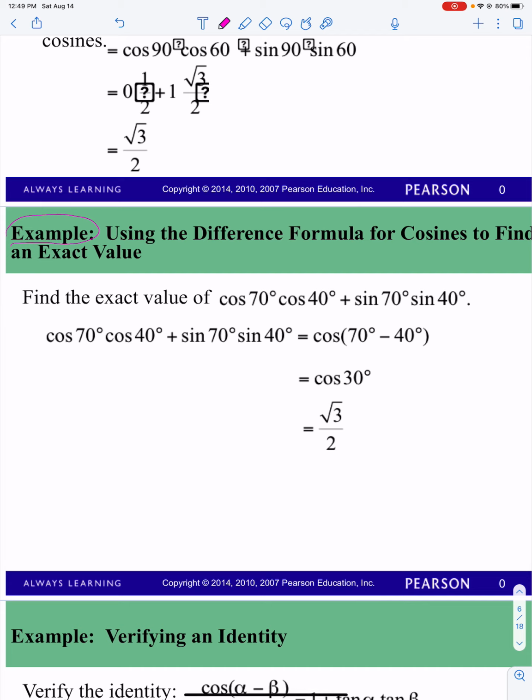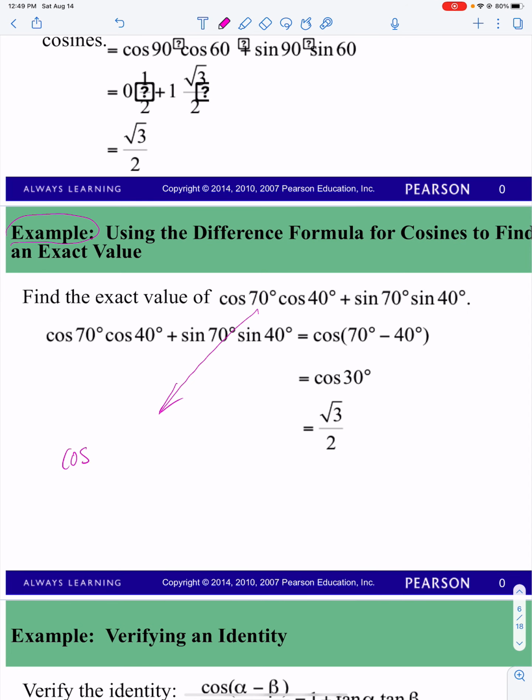If you have cosine 70, cosine 40, sine 70, sine 40, what did you notice? You have cosine cosine together, sine sine together. It will be a cosine formula, either sum or difference. For cosine, remember the sign is always opposite. If the sign here is plus, then in the middle it is minus. So this thing is equal to cosine of 30 degrees.